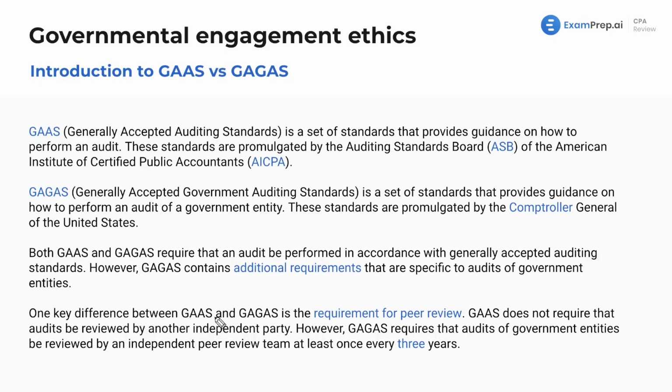One key difference between these two is the requirement for peer review. GAAS does not require that audits be reviewed by another independent party. However, GAGAS requires that audits of government entities be reviewed by an independent peer review team at least once every 3 years. More strict guidelines. We're going to see that. That's going to be a common theme throughout our lesson here.